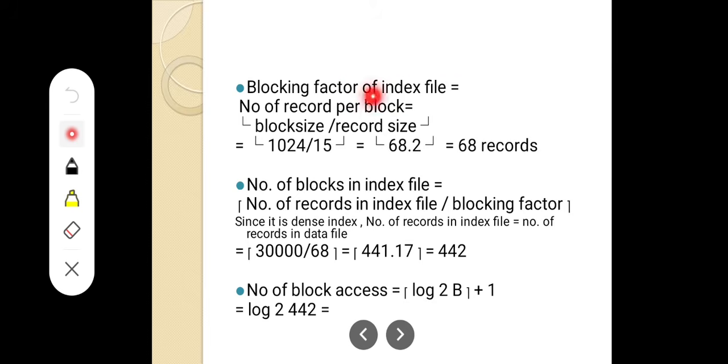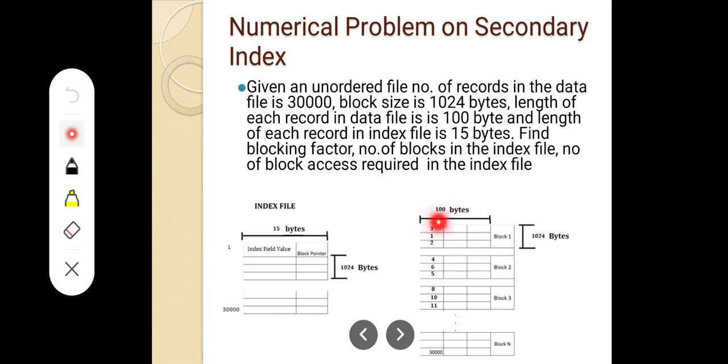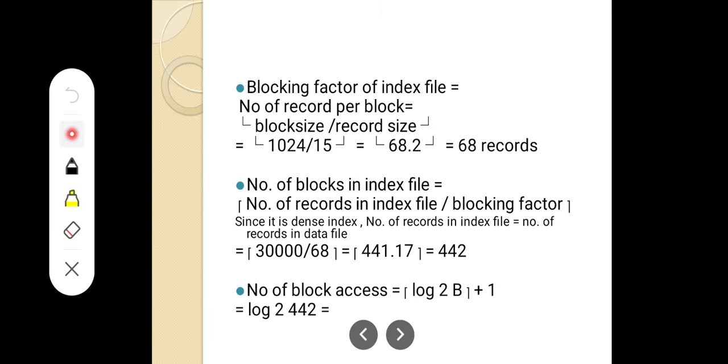First, blocking factor. So what is the blocking factor? Blocking factor means number of records per block. How many records can fit inside one block, that is the blocking factor. So number of records per block. The formula is block size by record size.